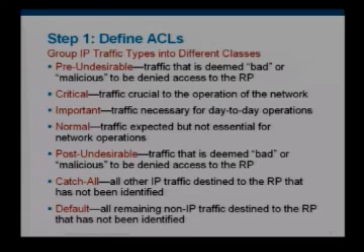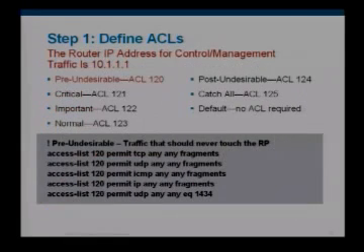Then another, normal traffic expected but not essential for operations. So you need the traffic, but it is not high priority. Okay? Then post-undesirable, which is similar to pre-undesirable, but it depends on before the inspection and after the inspection. And then finally catch-all for other IP traffic that is going to your RP. So these are the different buckets. I have listed here all the buckets, the pre, critical, important, normal, post, catch-all. And we are associating different access lists with each bucket to capture the different traffic.